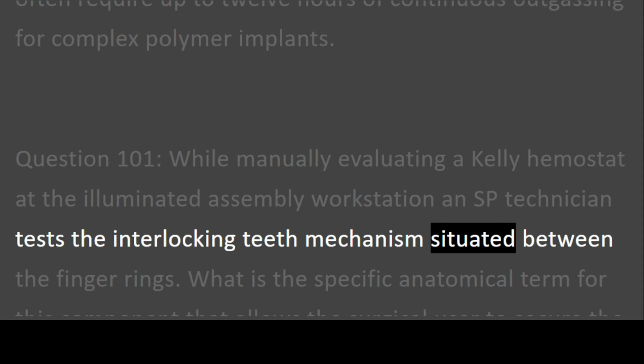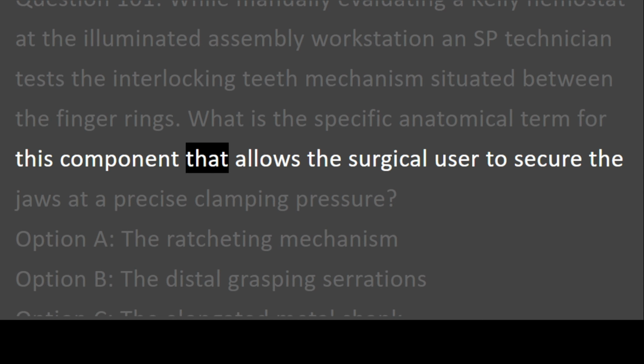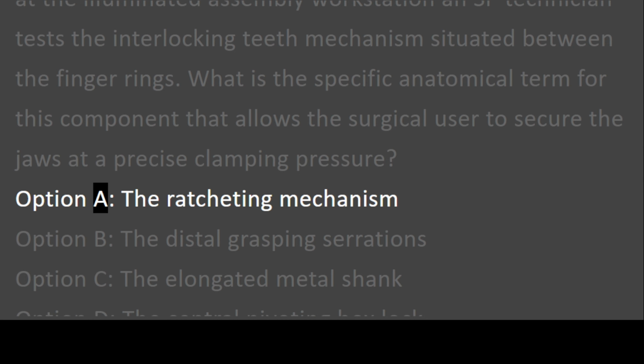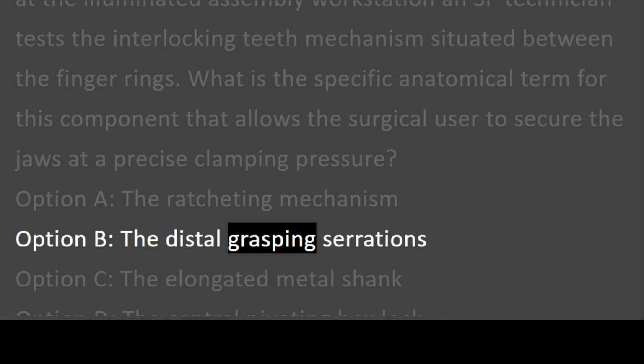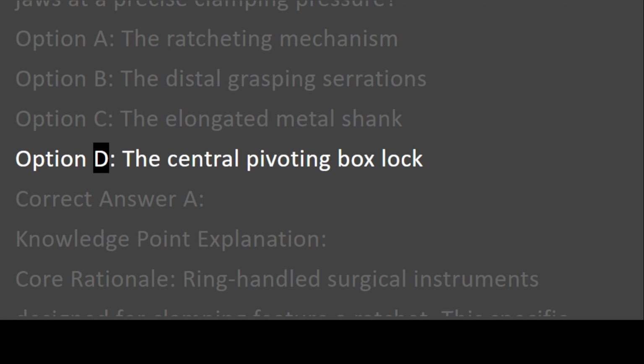Question 101. While manually evaluating a Kelly hemostat at the illuminated assembly workstation, an SP technician tests the interlocking teeth mechanism situated between the finger rings. What is the specific anatomical term for this component that allows the surgical user to secure the jaws at a precise clamping pressure? Option A, the ratcheting mechanism. Option B, the distal grasping serrations. Option C, the elongated metal shank. Option D, the central pivoting box lock.